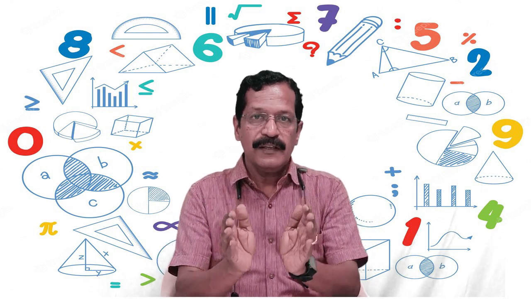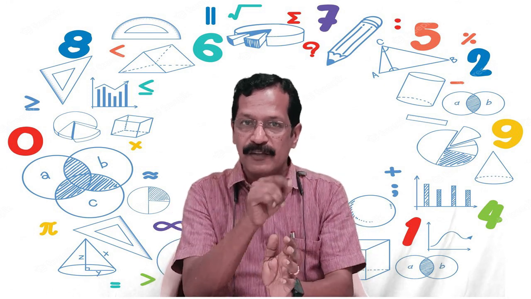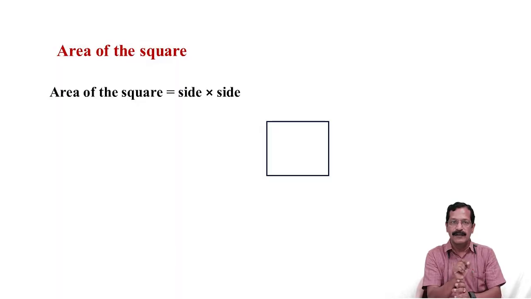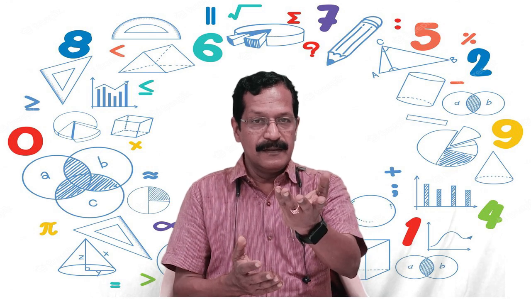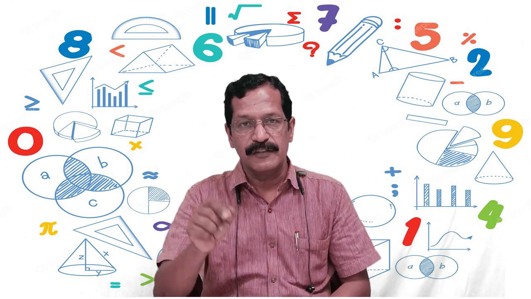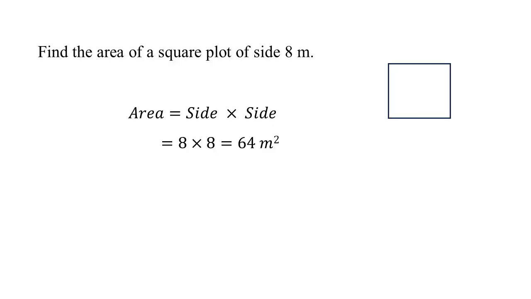Now what is area of a square? A square is a 4-sided polygon in which all 4 sides are equal. So and also it's a 4-sided rectangle in which all sides are equal. So area of a square is side into side. Let us find the area of a square plot of side 8 meter. So it is very simple. Area is 8 into 8 and that is equal to 64 meters square.